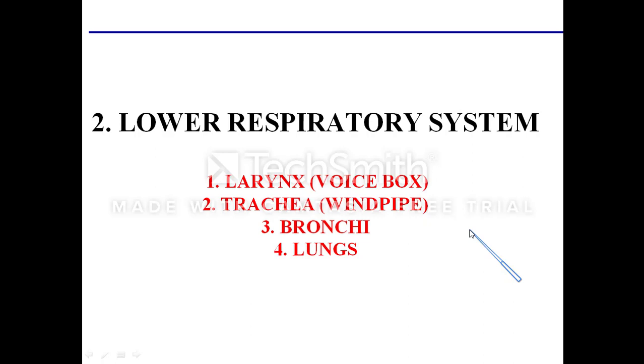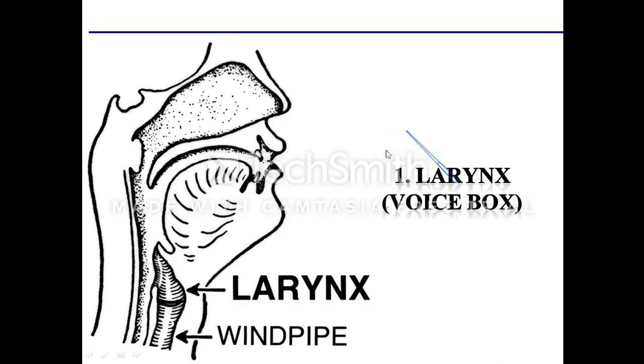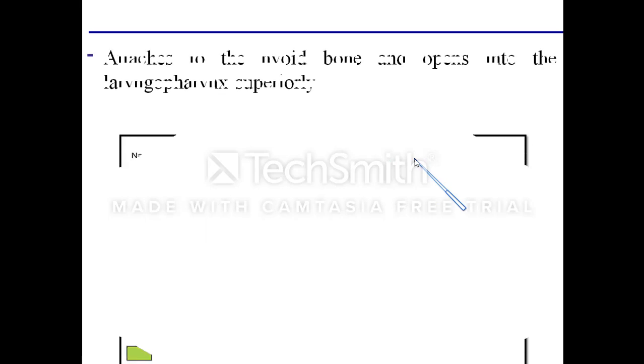In part 2 of this module, we will discuss the anatomy and physiology of different parts of the lower respiratory system. In the lower respiratory system, we have 4 basic organs: larynx, trachea, bronchi and lungs. We start with the larynx. The larynx is also called the voice box.